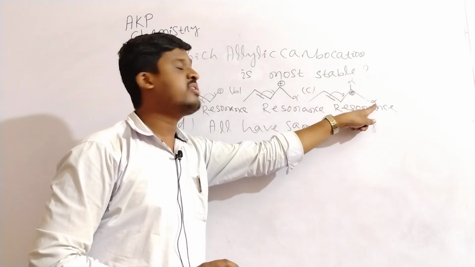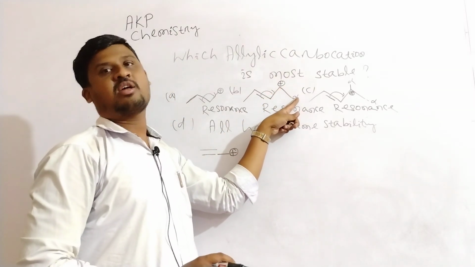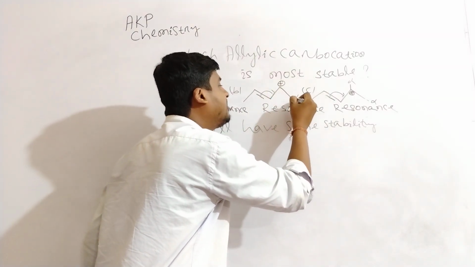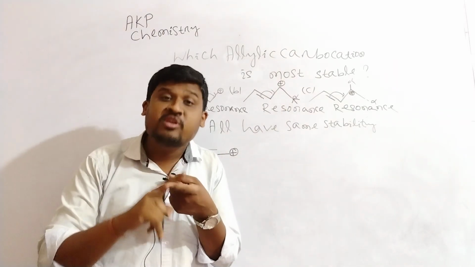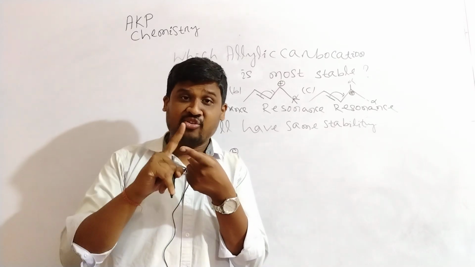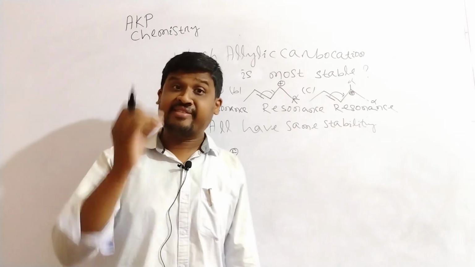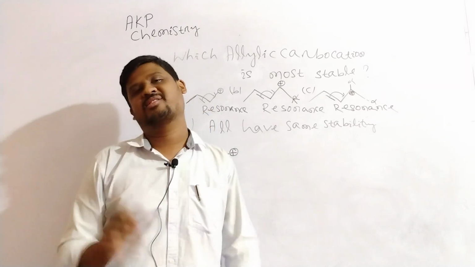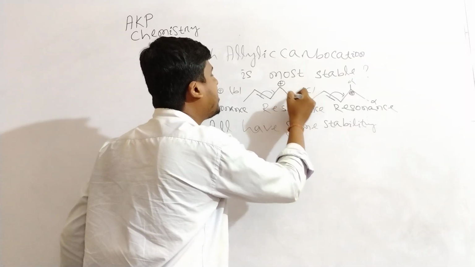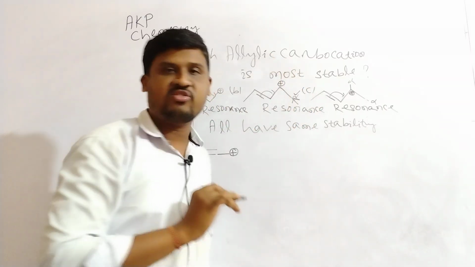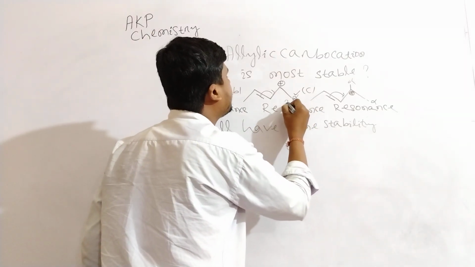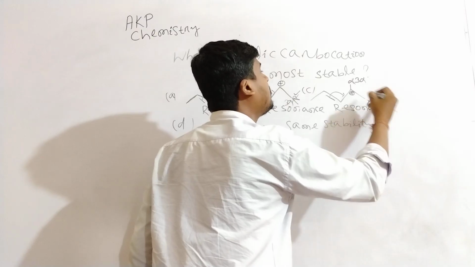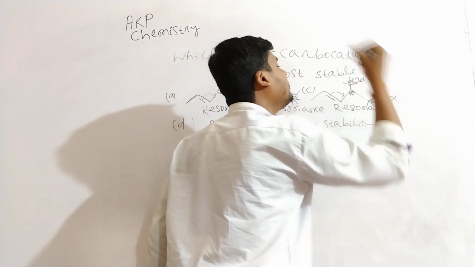The neighboring carbon is the alpha carbon. The adjacent carbon of the functional group is called alpha carbon, and the hydrogen it contains is called alpha hydrogen. Clear? So here there are 3 alpha hydrogens. It has 3 alpha hydrogens. And here this alpha carbon has 3 alpha hydrogens.